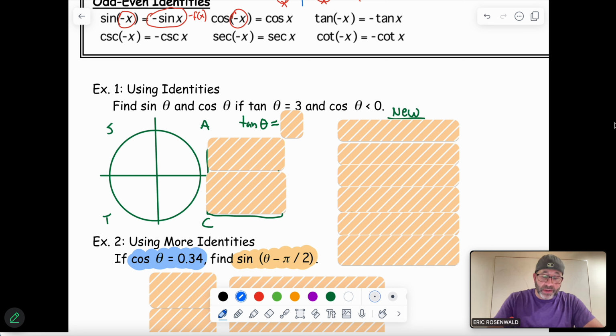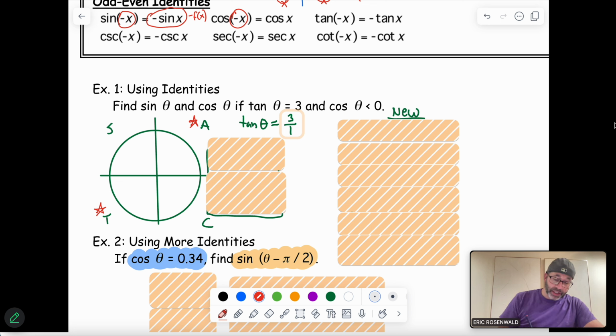First thing we recognize is they're asking us to find the sine and cosine if the tangent of theta is equal to 3. Well, tangent of theta, if you remember, is really just opposite over adjacent. So that means we have 3 divided by 1. If we look at where to draw that in our circle here, we know that all functions are positive in the first quadrant. Tangent is positive in the first and the third quadrant, okay?